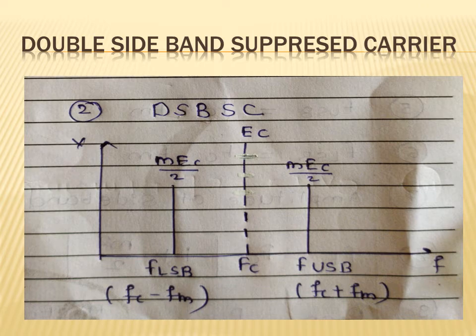Disadvantages: first disadvantage is that the two sidebands carry the same information, so there is a wastage of power as compared to single sideband suppressed carrier. Next one is less noise immunity.